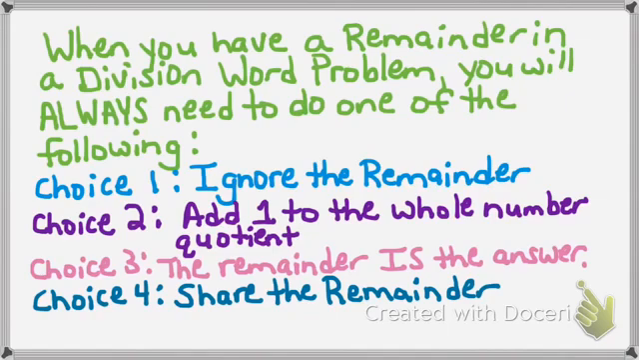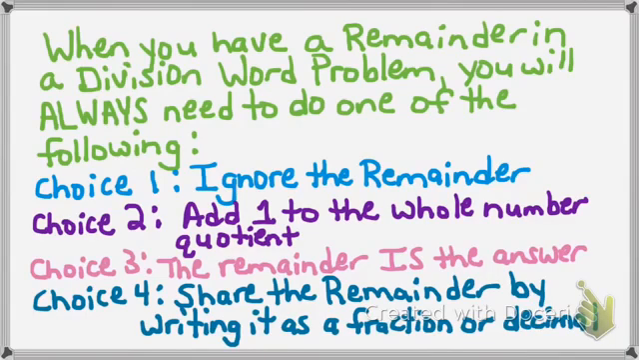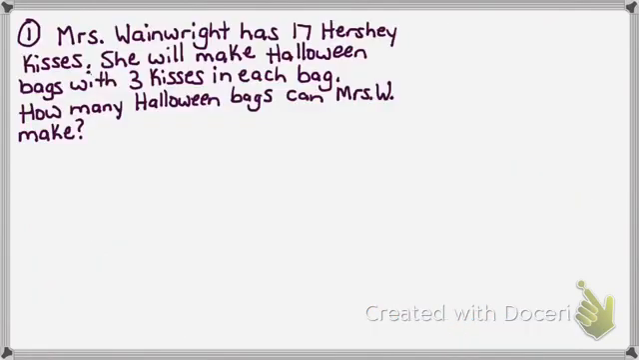And choice 4, sometimes you can actually share the remainder. You can take what's left over and break it up, and show it by writing the remainder as either a fraction or a decimal. Until we get back to the chapter on decimals, we will be writing our remainders as fractions if we need to share the remainder and break it up. So let's take a look at some examples and see how this works.